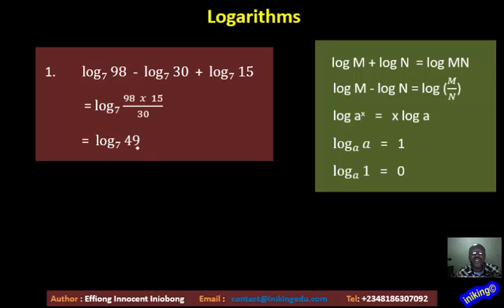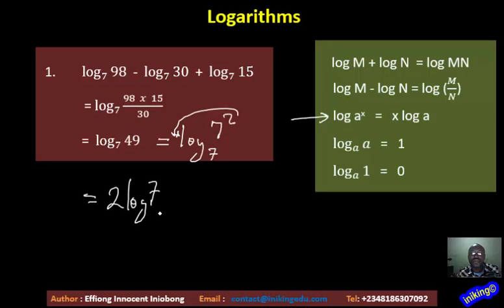We can look at 49. 49 can be expressed as 7 raised to the power of 2. So we can write this as the logarithm of 7 raised to the power of 2 to base 7, and then apply this rule that says that this exponent 2 can be sent to the front. So we have that as 2 log 7 to base 7, and again we can apply this other rule that says that the logarithm of a number to the same base is 1. So log of 7 to base 7 is 1. So I can write this as 2 times 1, and that gives us 2. So that's it for the first question.